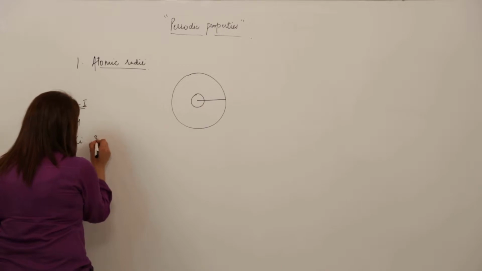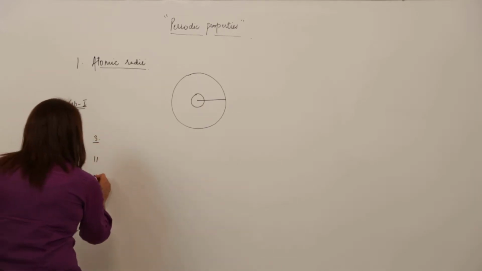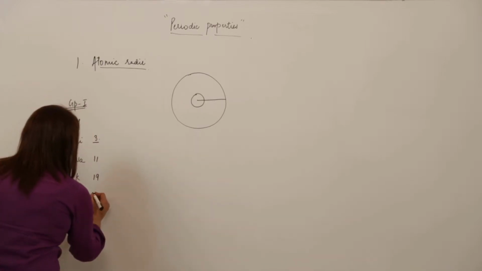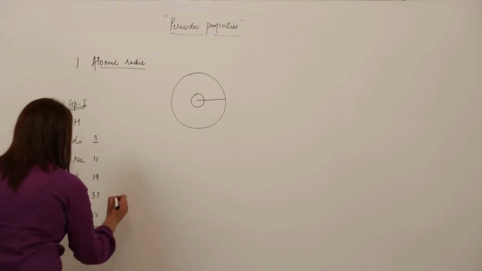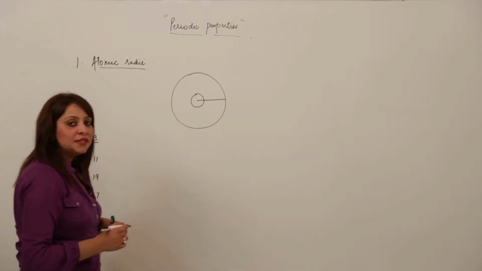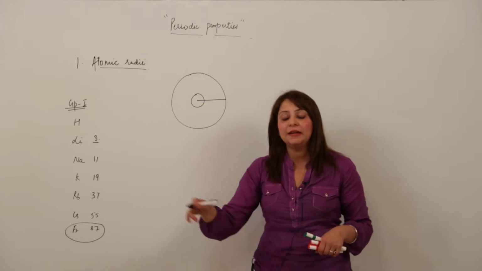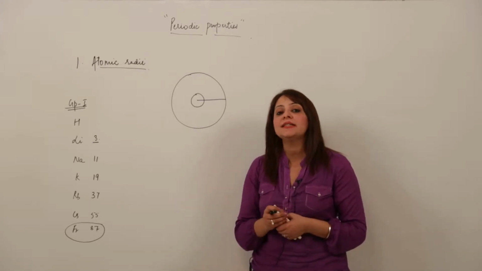The atomic number of lithium is 3, for sodium it is 11, for potassium it is 19, for rubidium it is 37, for cesium it is 55, and for francium we have 87. But we will be excluding francium because francium is a radioactive element. All elements placed below in the last row are radioactive elements. That means they have unstable nuclei.